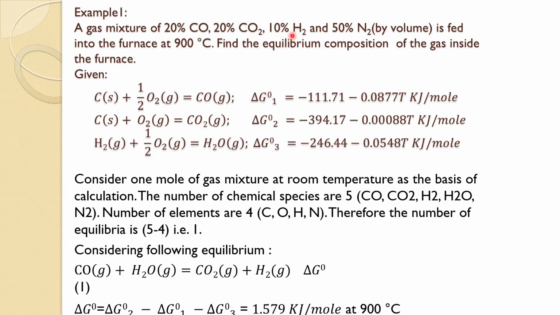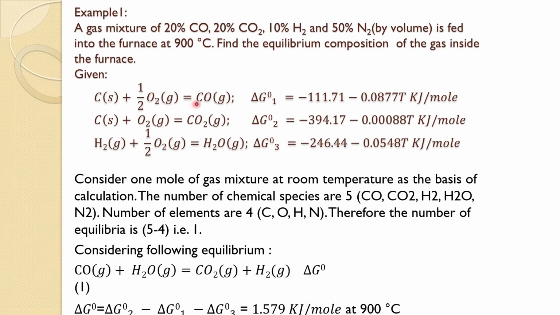20% CO2, 10% hydrogen, 50% nitrogen by volume is fed into the furnace at 900 degrees Celsius. Find the equilibrium composition of the gas inside the furnace. So, these are the data given.